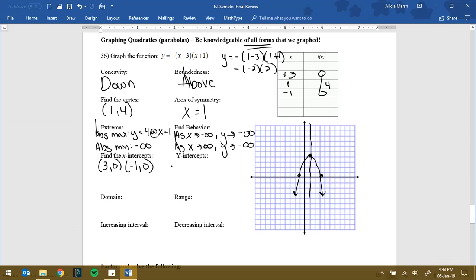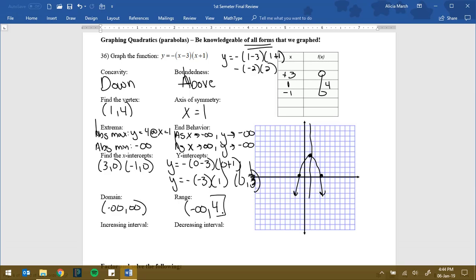Y-intercept, we're going to put 0 in for the x value. So I'm going to write that out. Okay. I get negative 3, 1. So it looks like (0, 3). Sorry, that's a little wonky. It's a 3 is my y-intercept. Domain is negative infinity to infinity. And my range is from negative infinity to 4. There we go.